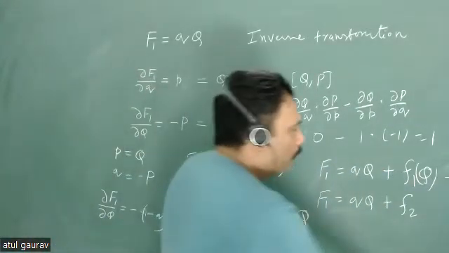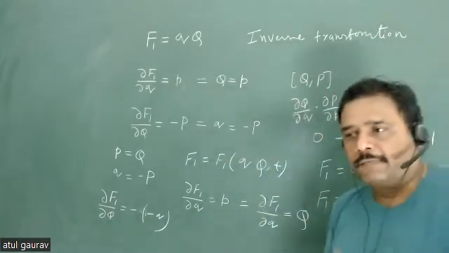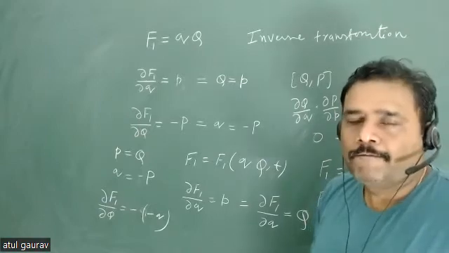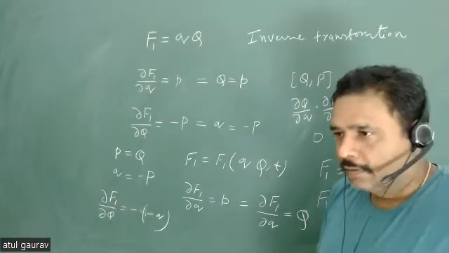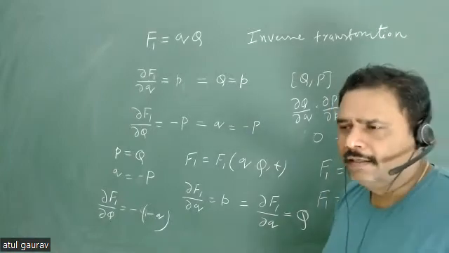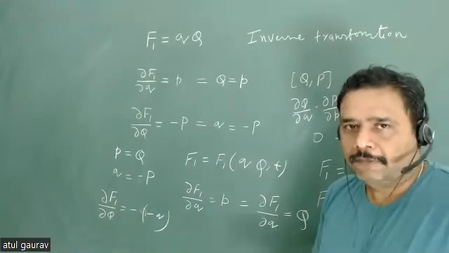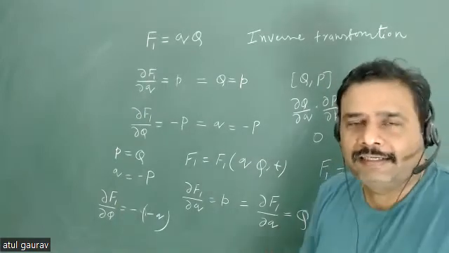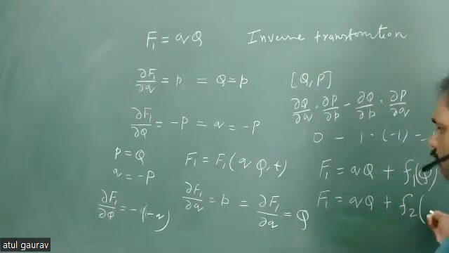You must have done this in complex analysis too. If the real part is given, find the imaginary part; if the imaginary part is given, find the real part. Did you do that? Yes, sir. You must have used this kind of method there too, isn't it? The Milne-Thomson method. You can see everything is connected, isn't it? So F2 is a function of what? Small q.